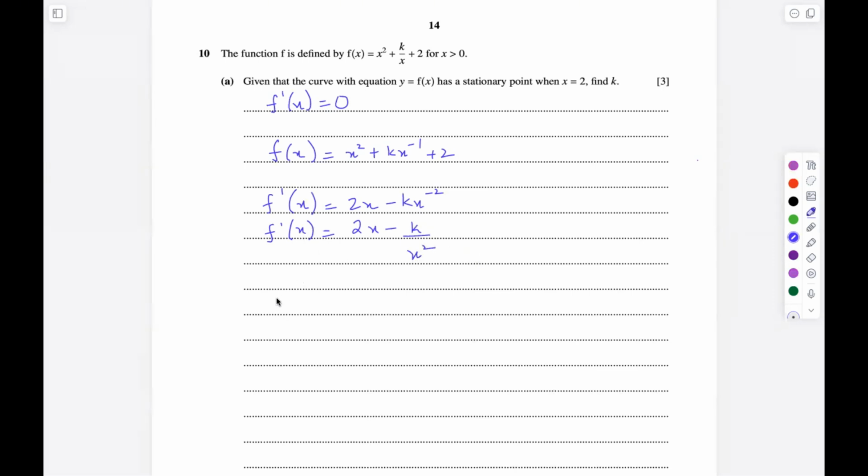Now substituting 0 in place of f dash of x and x equals 2, this will become 4 minus k upon 4. So we can write it as k upon 4 will be equal to 4. So the value of k will be equal to 4 into 4, which is 16.